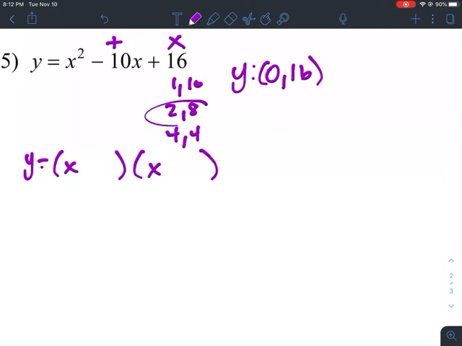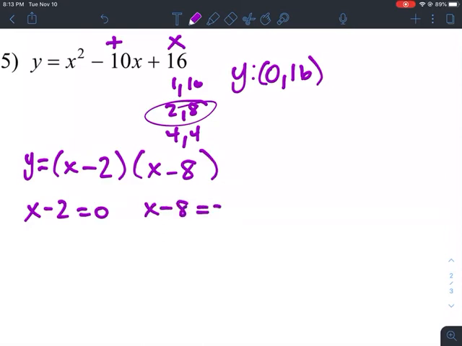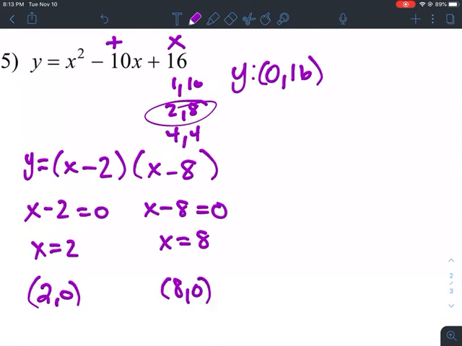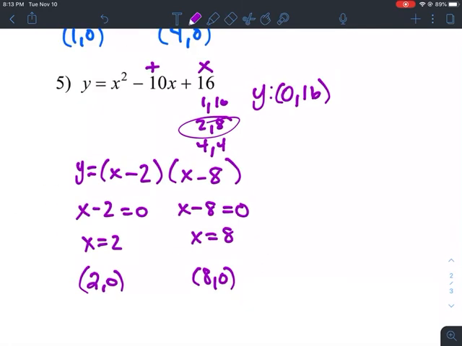So the ones that add up to 10 are going to be 2 and 8. And since I want negative 10, I'm going to make them both negative. So if I multiply negative 2 and negative 8, I get positive 16. If I add them, I get negative 10. So I'm good. So to find the x-intercepts, I set each one equal to 0 and basically just flip the sign. So this crosses the x-axis at the points 2, 0 and 8, 0. Cool.